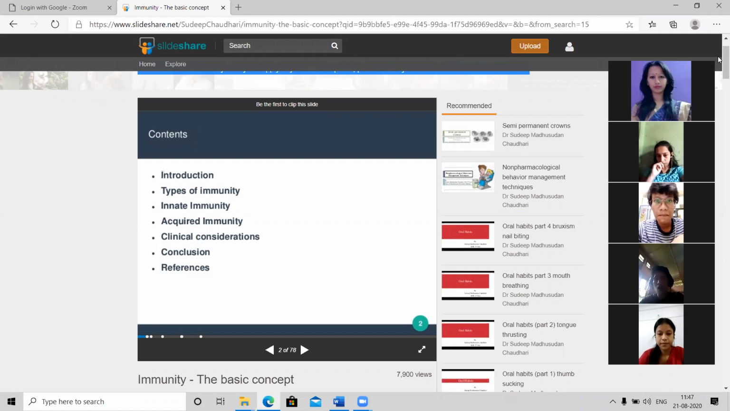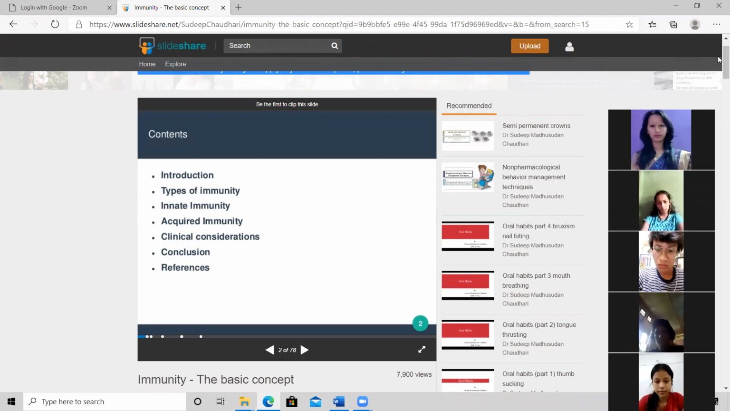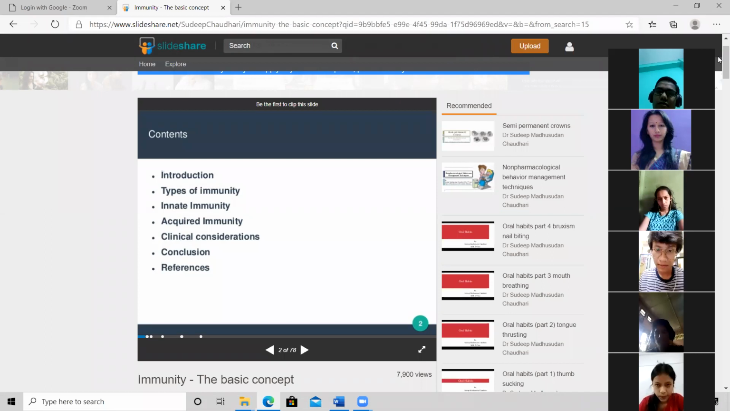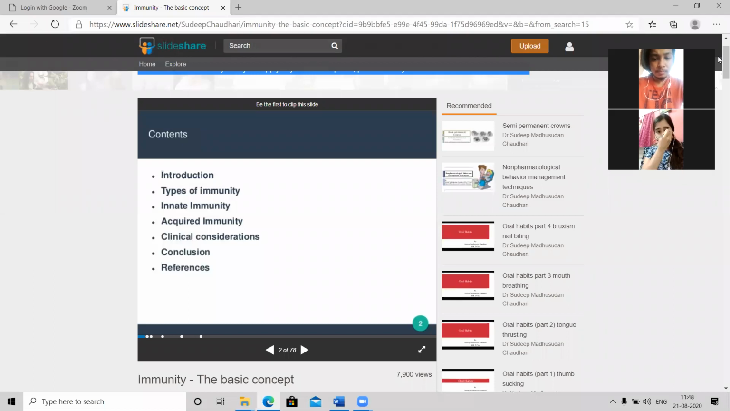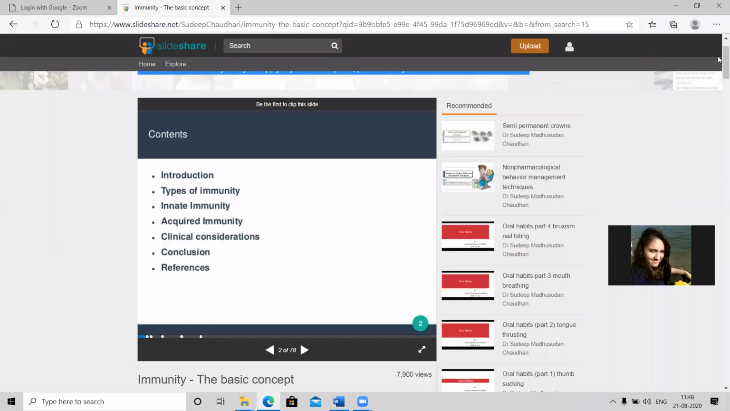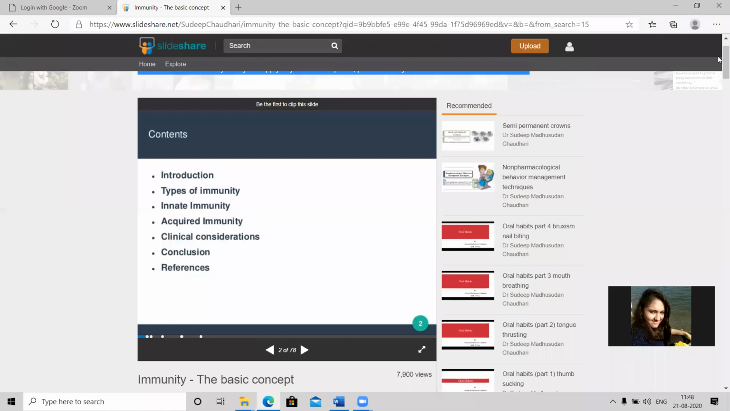And what about the next one, individual immunity? I want an answer from someone else also who has not answered until now. Who has not answered until now? How many participants are here? Twenty. Devanshi, you answer. Devanshi, can you hear me?